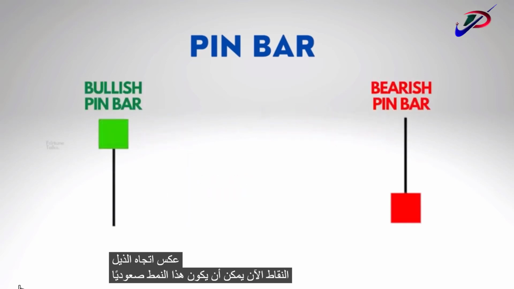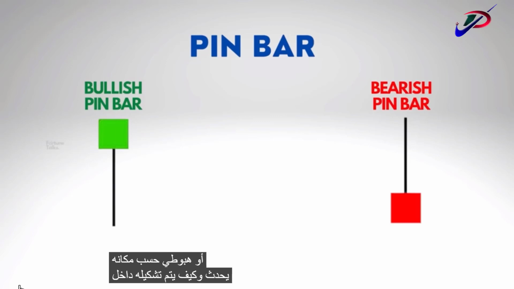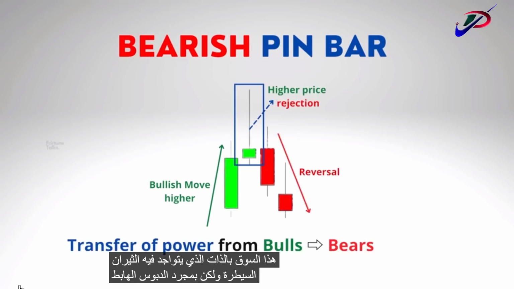Now this pattern can be bullish or bearish depending upon where it occurs and how it is formed within the price action. The example here shows a bearish pin bar. The pin bar is formed with the price trying to break higher. In this particular market, the bulls are in control. But as soon as the bearish pin bar was formed, it shows that the bears have entered the market and are looking to take the price lower with a reversal.